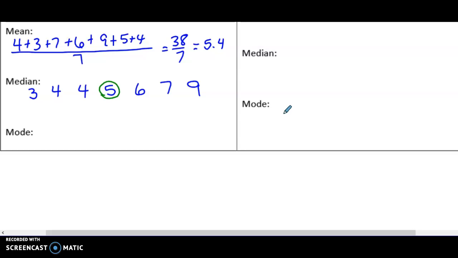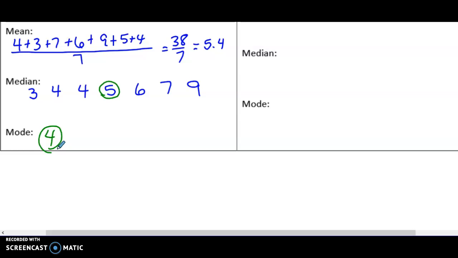Finally, for mode, which number happens the most often? There's only one repeated number, 4. So the middle number of grocery stores was 5, and the number of grocery stores that happens most often is 4. So many towns have 4 grocery stores.